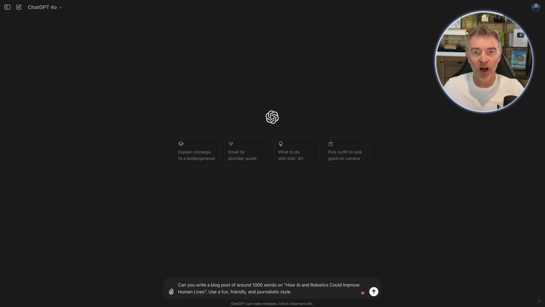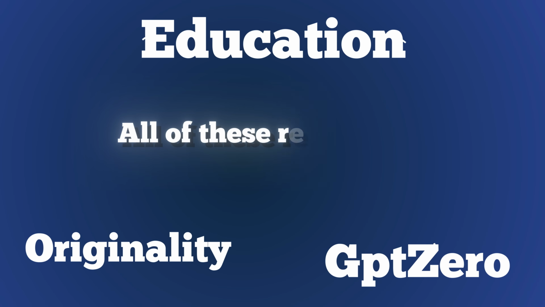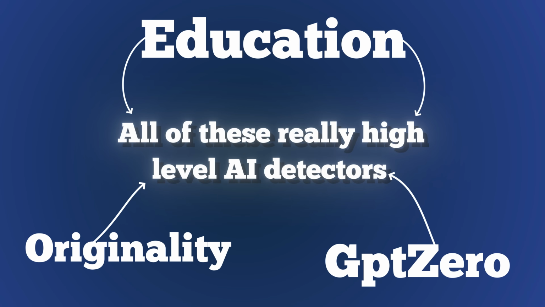Now, loads of people are using AI to write content at the moment. And obviously, it's going to get more and more like that as time goes on. But is there a way to make your text appear human and pass all these AI detection software, such as Turnitin, which is commonly used in education, Originality, GPT-0, all of these really high-level AI detectors?